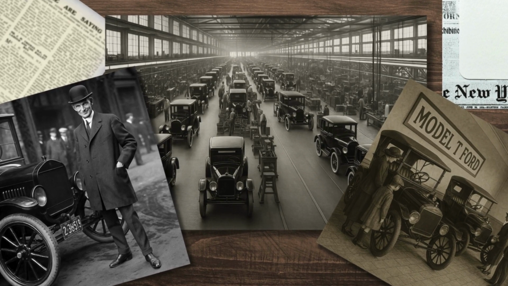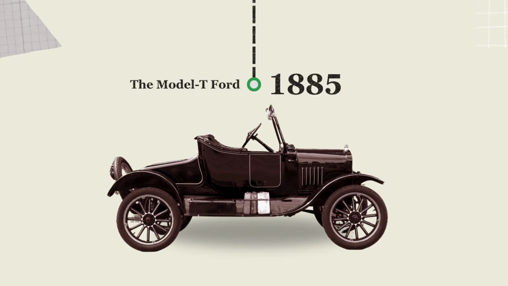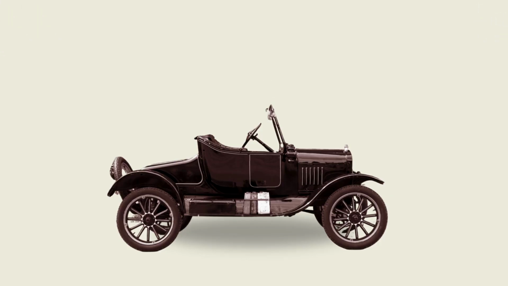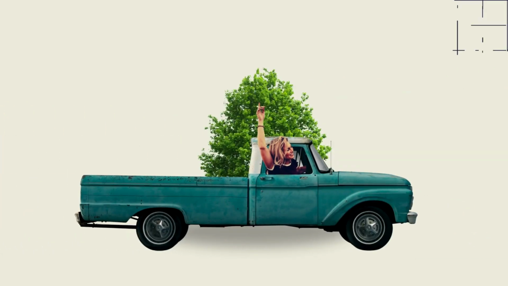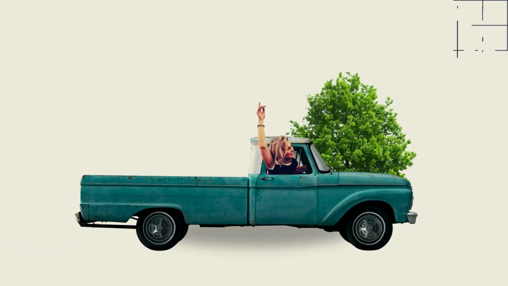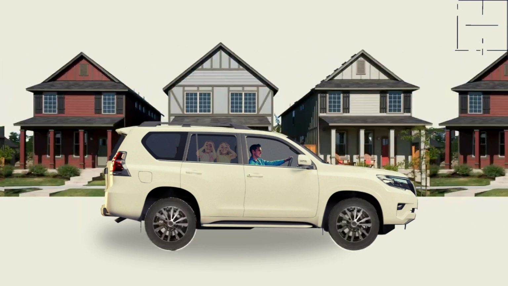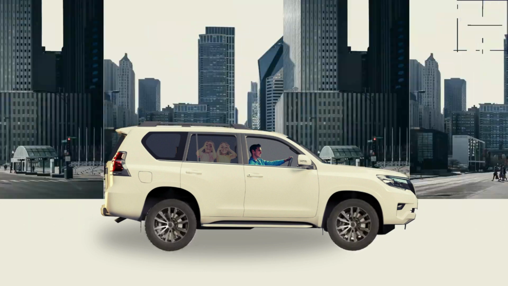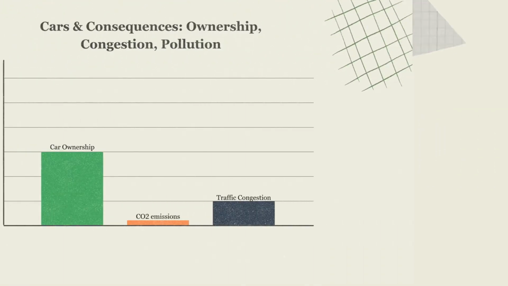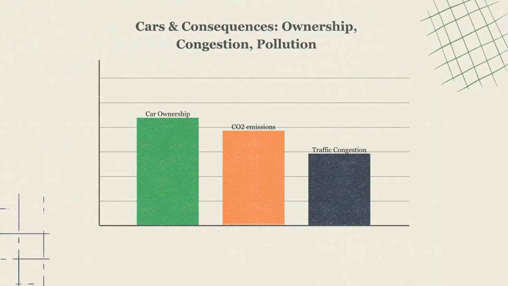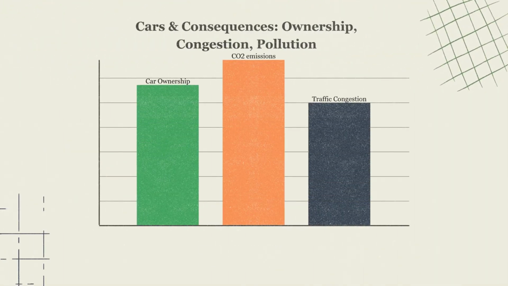Cities expanded. Highways appeared. Entire economies grew around the car. By the 1950s, the car wasn't just a machine anymore. And over the decades, it got bigger, faster, louder. It shaped how we lived, where we worked, how we built our cities. But it also shaped something else. Air pollution, congestion, communities divided by endless roads.